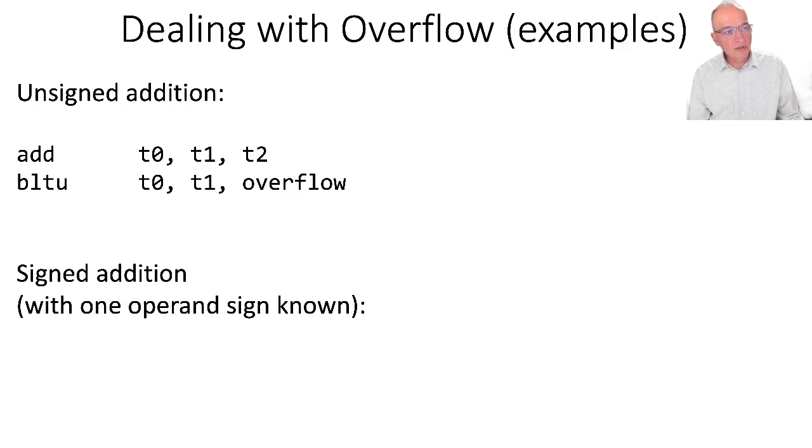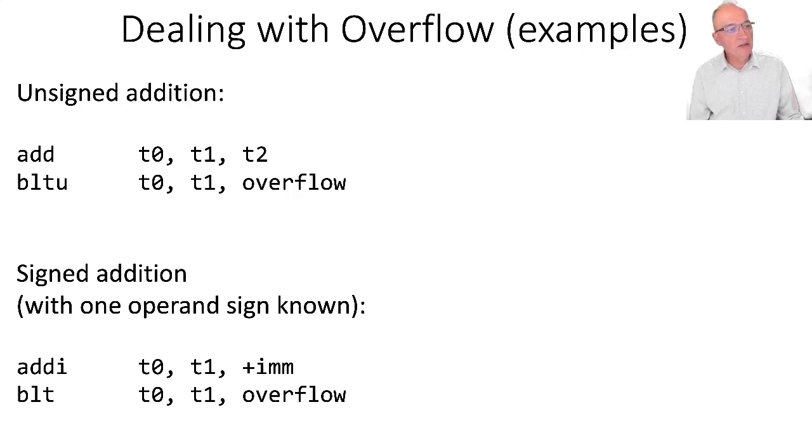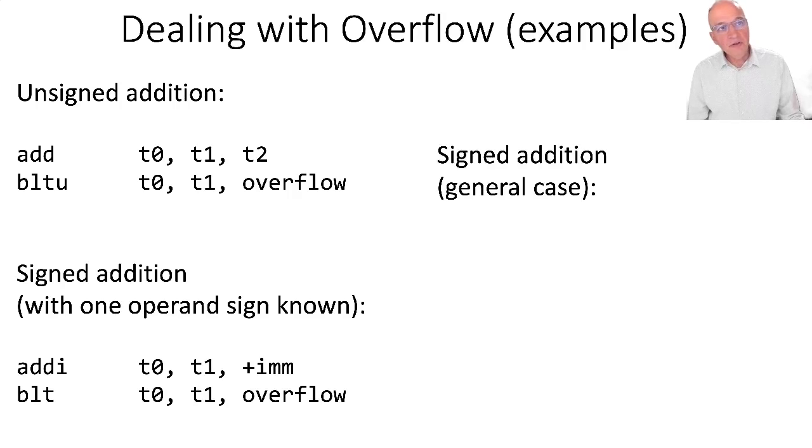For a signed addition, when one of the operand signs is known, so if you have an immediate and the immediate is positive, for example, so you have an addi with a positive immediate, then you are going to have an overflow if the result that you got is less than the value that was in the register. So you add T1 with a positive immediate, the result that you got cannot be less than the value of T1. In the signed case, that's the general case where you do an addition of the value of two registers.